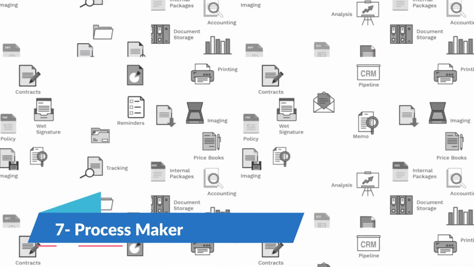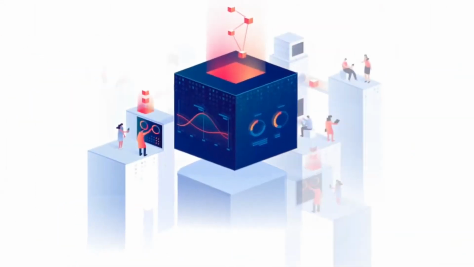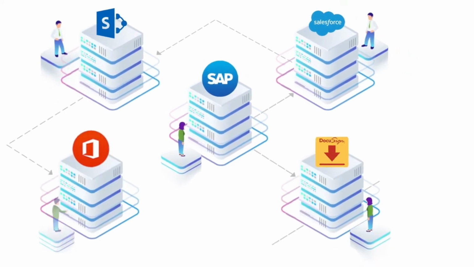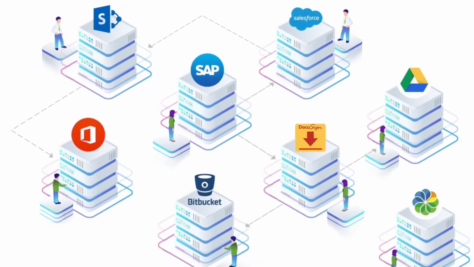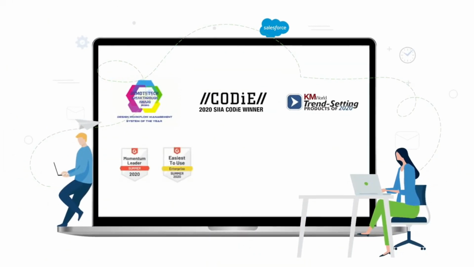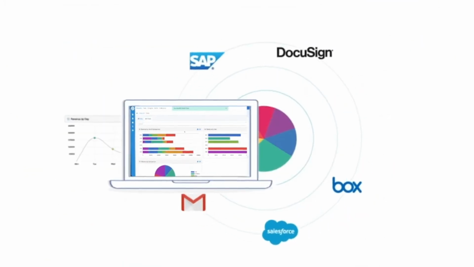Number seven on the list is ProcessMaker. ProcessMaker specializes in streamlining business processes across various departments, automating repetitive tasks such as form and approval-based workflows. Its drag-and-drop interface simplifies the creation and customization of workflows, making it accessible for users without technical expertise.